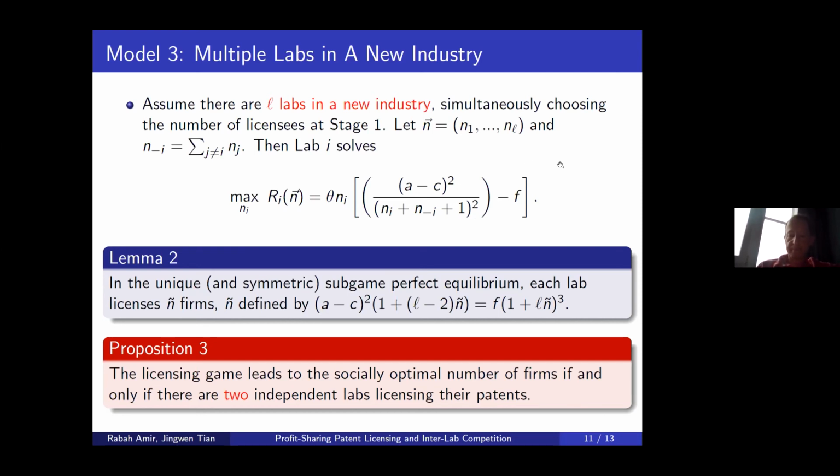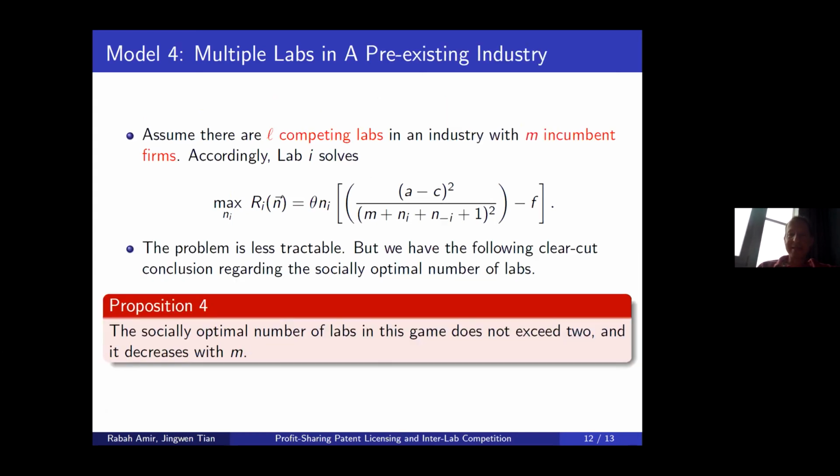All right. So the last model has L labs, just like the previous model, but it also has M incumbents. In other words, before these labs made this discovery, this innovation, there were already M firms that were operating in the industry, and those incumbents are not selling anything, they're just producing and continuing to produce, and the L labs have to strategically decide how many new firms each to sell licenses to.